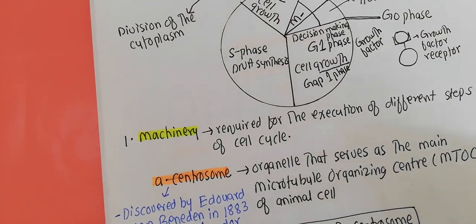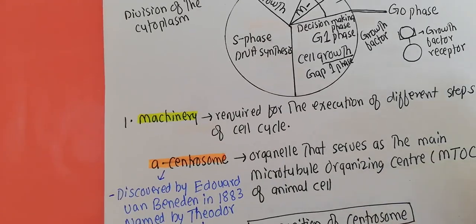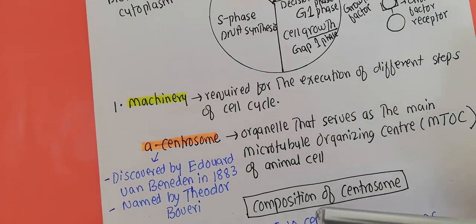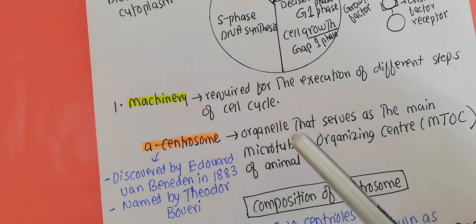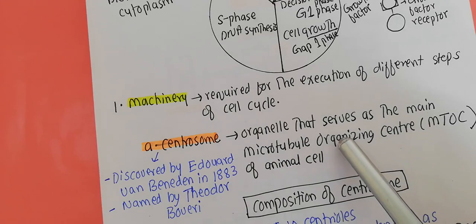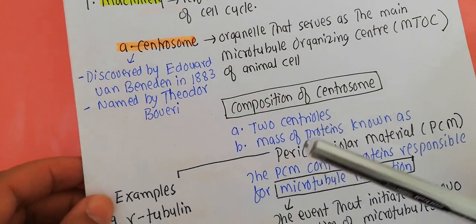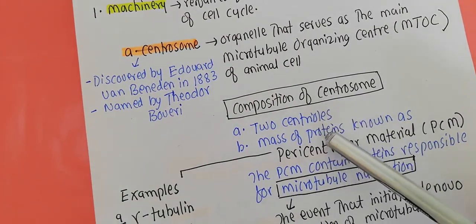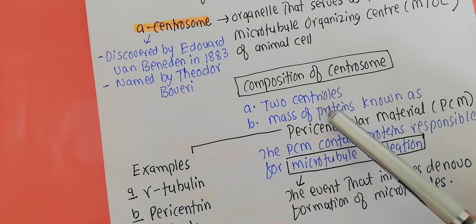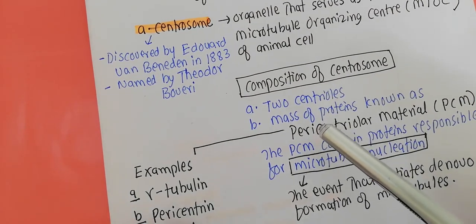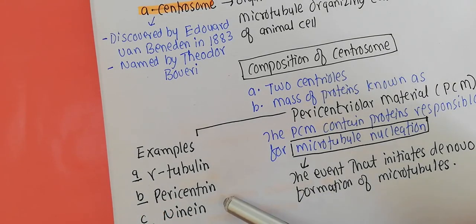I told you that for the execution of the cell cycle, you need machinery, and that machinery is made up of different components. The first component that we discussed was the centrosome, which works as the microtubule organizing center. The centrosome is made up of two centrioles and a mass of protein known as the pericentriolar mass. Some examples of the proteins present in the pericentriolar mass are gamma tubulin, pericentrin, and ninein.